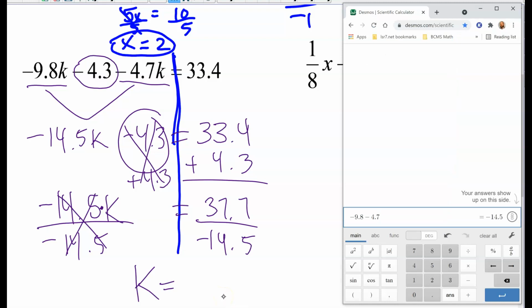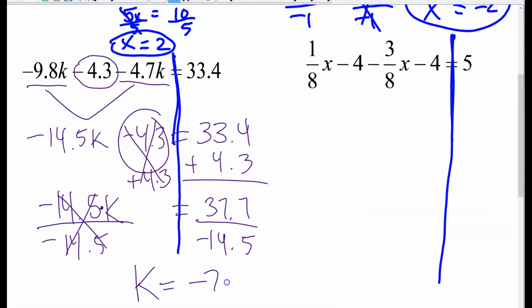So let's try that and clear all of this out. Okay, and I do 37 and 7/10 divided by negative 14 and 5/10. When I do that, I get a negative 2.6. So again, I get a negative final answer because it's a positive divided by a negative. Don't have a whole number answer, but that's okay.